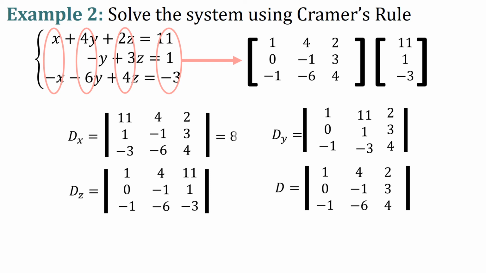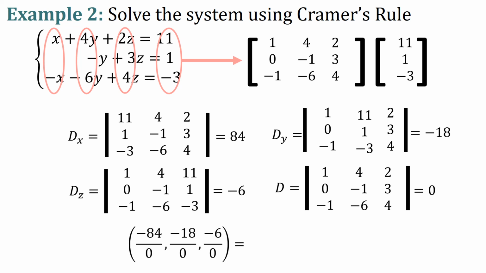Okay, now, hopefully you paused the video. We see that the determinant of D sub x is 84. The determinant for D sub y is negative 18. The determinant for D sub z is negative 6. And the determinant for D is 0. Remember, when we find our solutions, we have to say D sub x divided by D, D sub y divided by D, and D sub z divided by D.